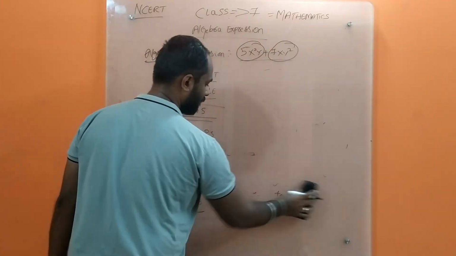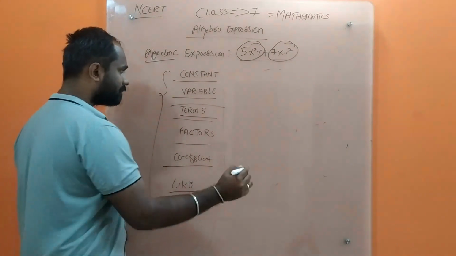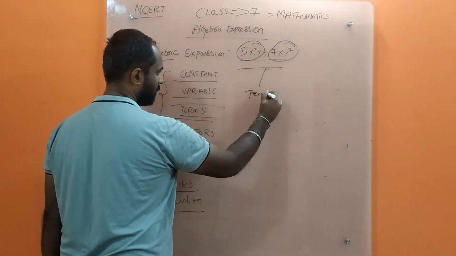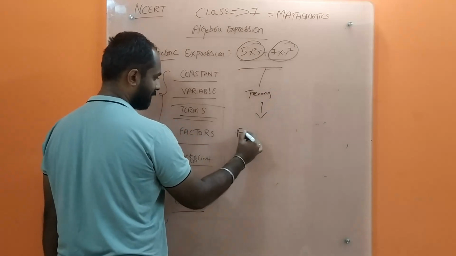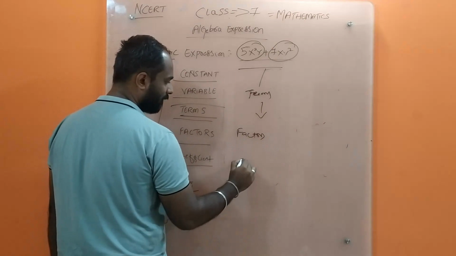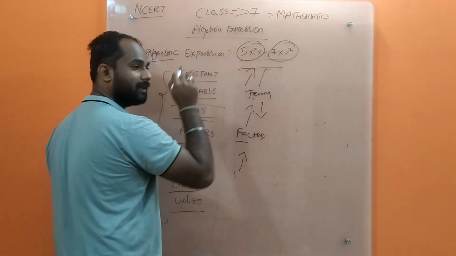So next, what is the next item? Factors. How is an expression formed by terms? In the same way, terms are formed by factors. First you want factors, then they convert into terms, then they convert into an expression.